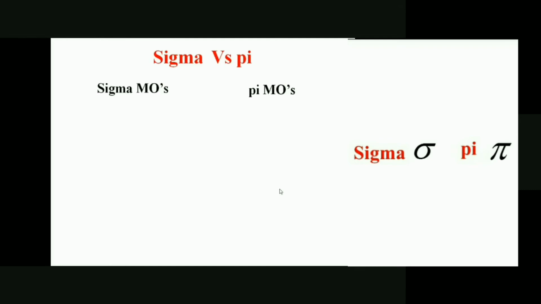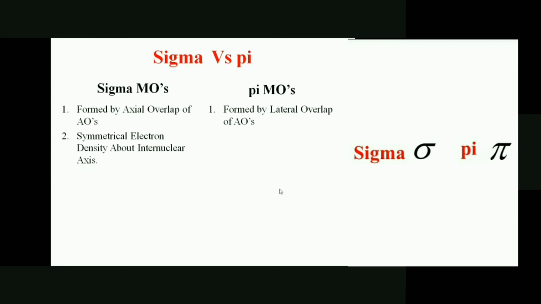This is the concluding part: how we can compare them. It will be related to how they form and related to some electron density. The first difference is that sigma forms with axial overlap, whereas pi is formed by lateral overlap.